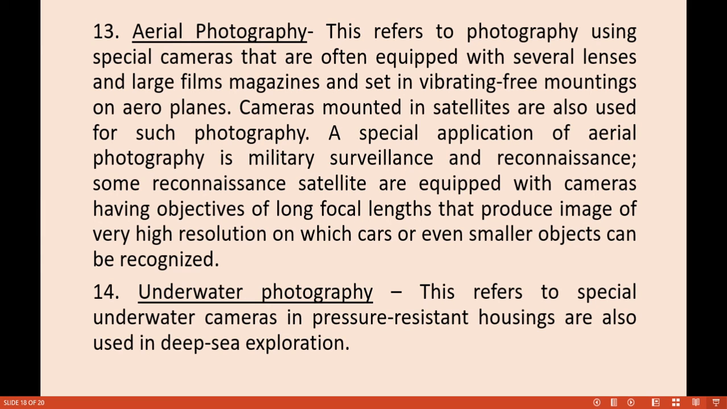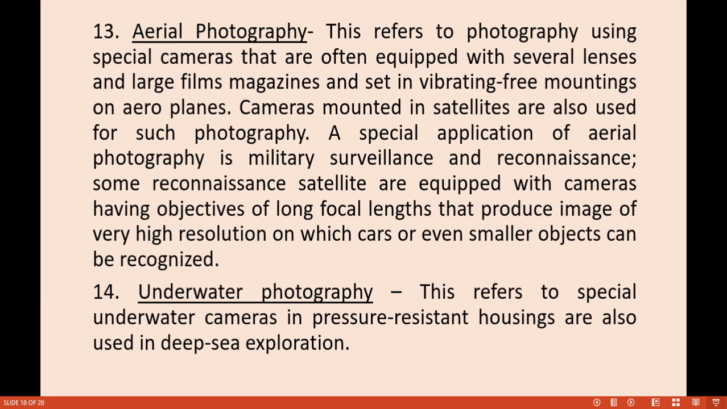Cameras mounted in satellites are also used for such photography. A special application of aerial photography is military surveillance and reconnaissance. Some reconnaissance satellites are equipped with cameras having objectives of long focal lengths that produce images of very high resolution in which cars or even smaller objects can be recognized.